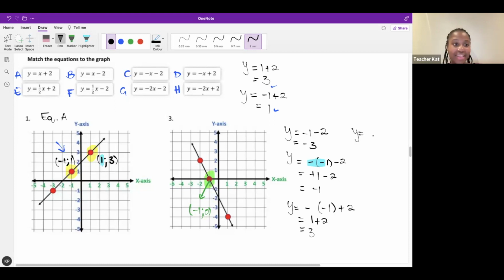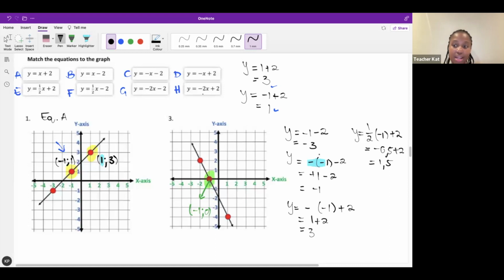Y equals a half times -1 plus 2. What's a half times -1? A half times -1, that's -1/2. It's -0.5 plus 2, and this is going to give me 1.5. Is that a match? Nope. Okay, I'm going to skip the other half one because I already know that we're not looking for a decimal, right? So it's between G and H.